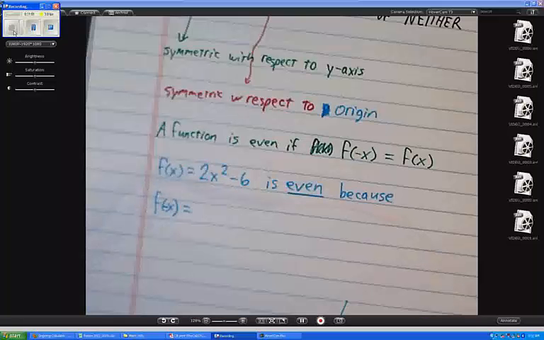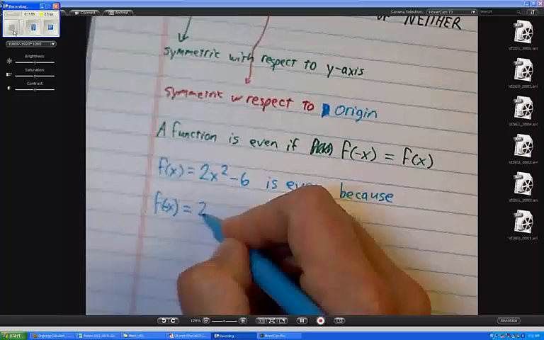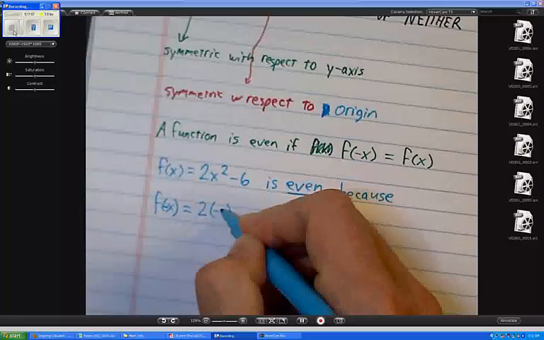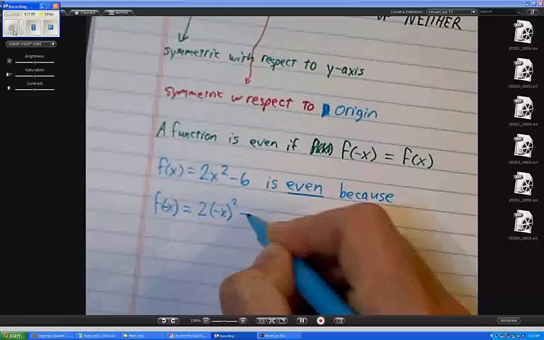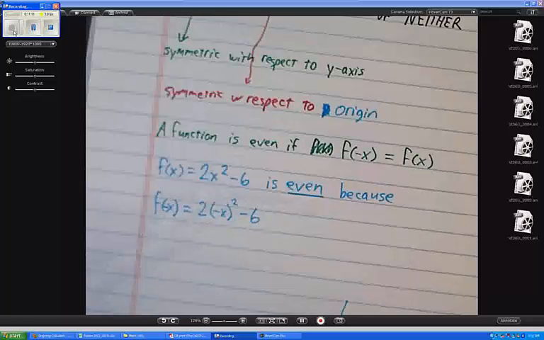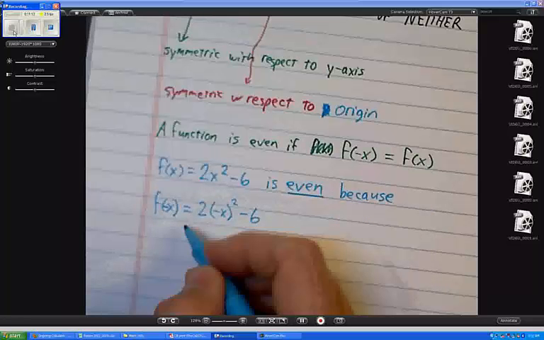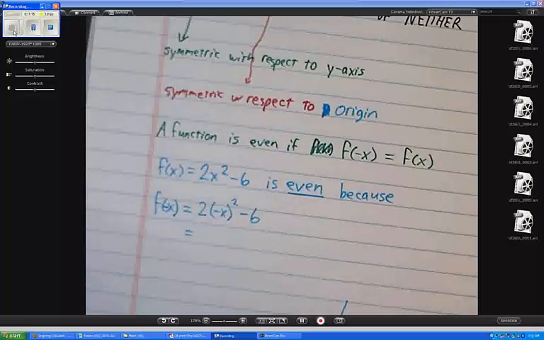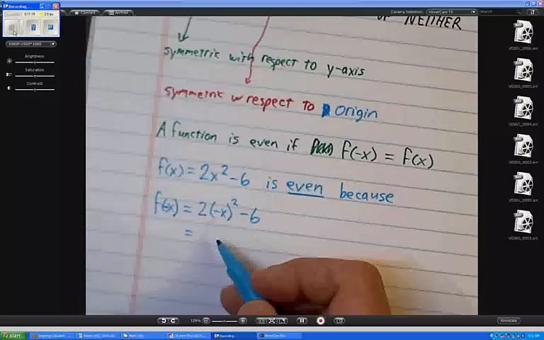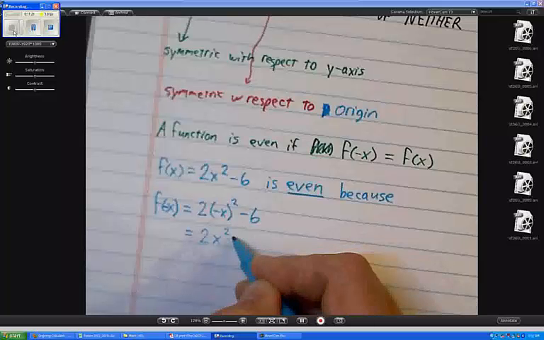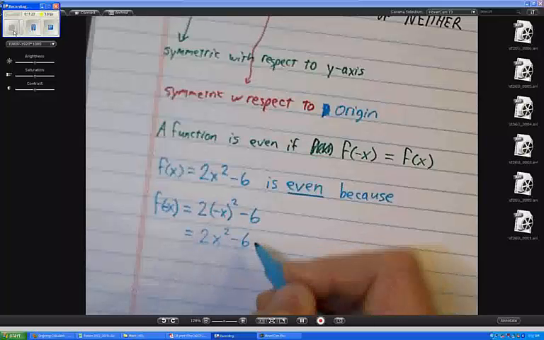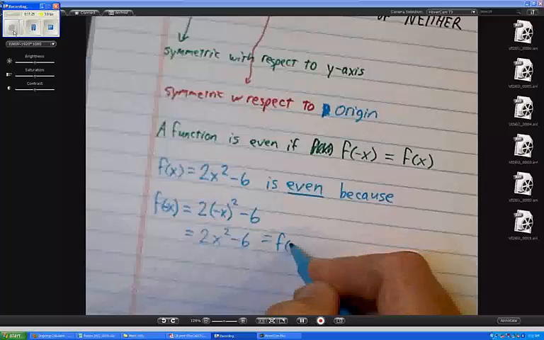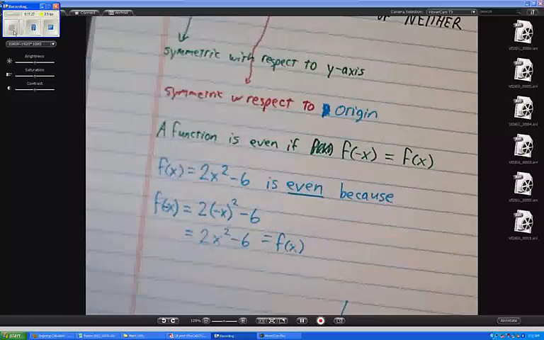So what's f of negative x? Well, it's 2 times negative x squared minus 6. But what's that equal? Do you guys see how that's going to equal the same thing? Because what's negative x squared? Isn't that the same as x squared? Right? Which is f of x now. Do you guys see how that works? Okay? But think about the first example we did.